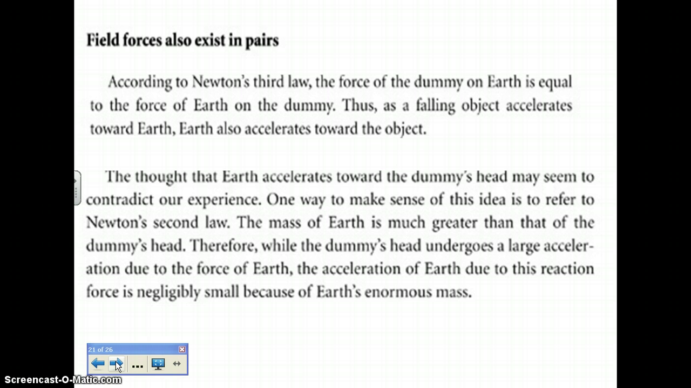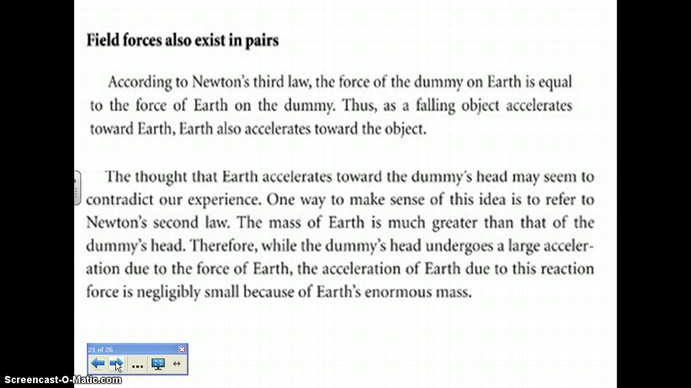Okay, it's also talking about the mass of the Earth versus the mass of the dummy that's falling out of this airplane. Both objects are accelerating towards each other at the same time. Like, that's kind of a crazy concept, right? So this dummy that has fallen out of this plane is accelerating towards the Earth while the Earth is accelerating towards the dummy. How come we don't see the Earth accelerating towards the dummy?